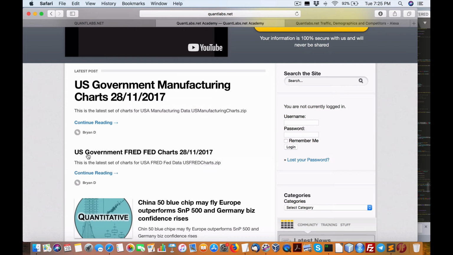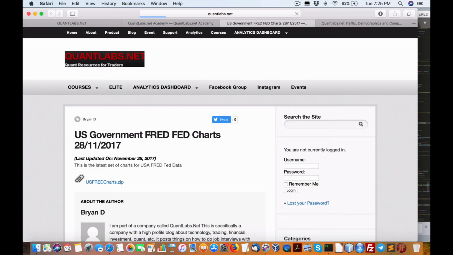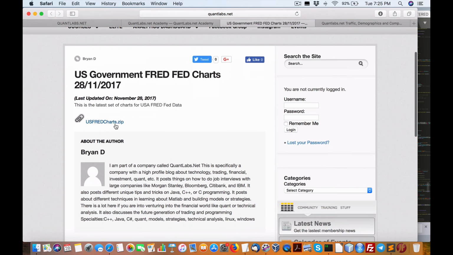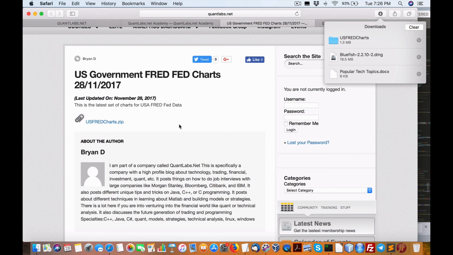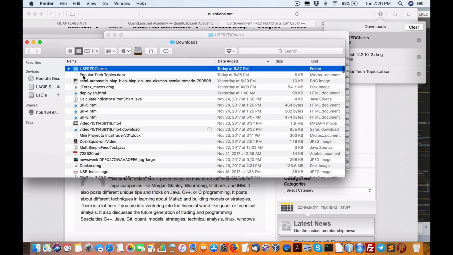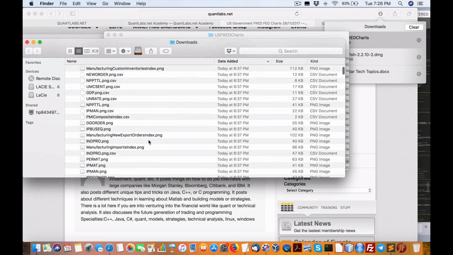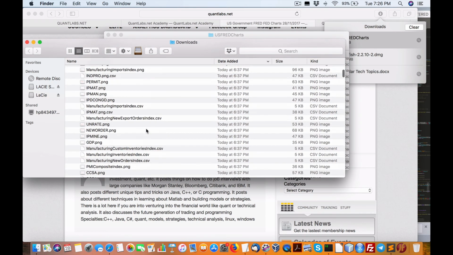So here I have this thing called U.S. government FRED, which is from the Fed, St. Louis Fed. I've got videos on this. This is dated for today, 11/28. So if you have access by being a member, you can download this chart. When you download the chart, you have the ability to basically see all the data that's pumped out. So I'm going to walk you through this.